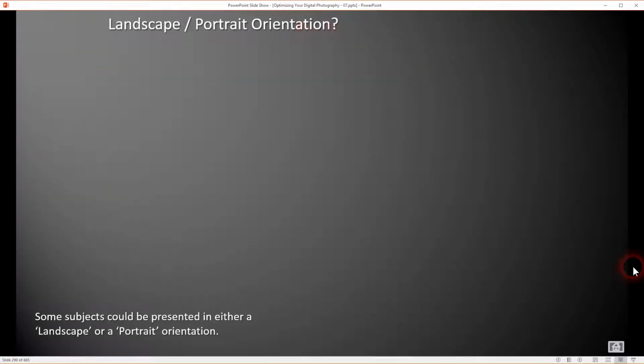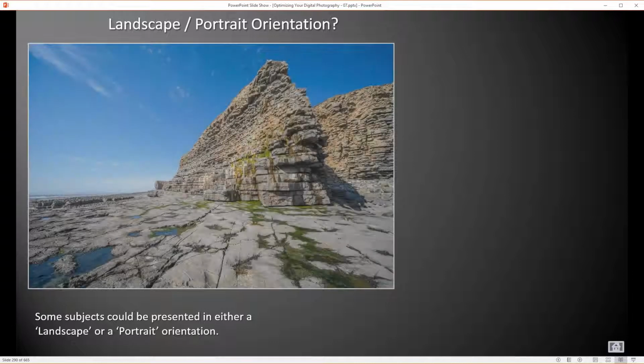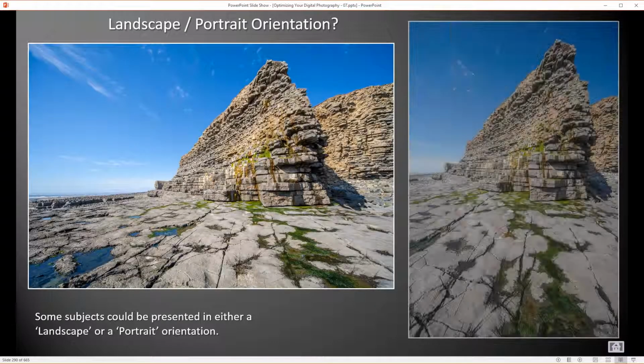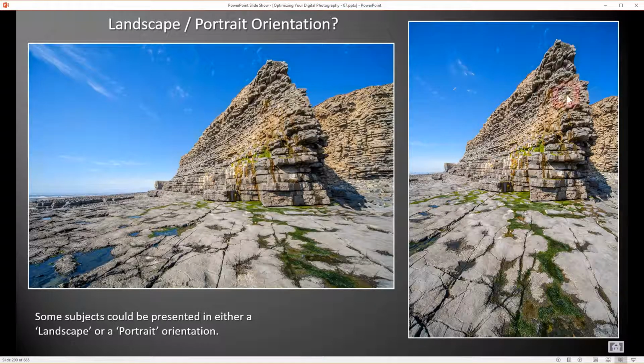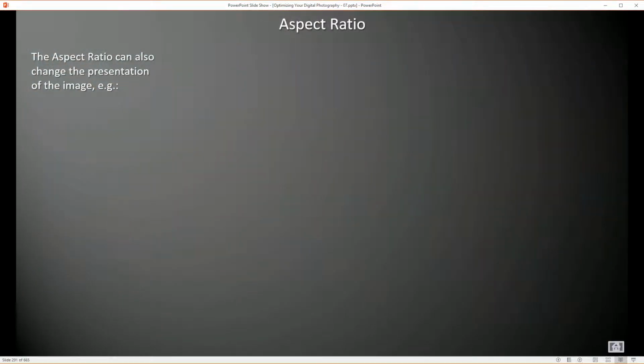So, orientation, landscape or portrait. So for this image, a landscape or portrait. And of course you need to recompose the way you've taken the photograph depending on the orientation of the image that's going to be presented.